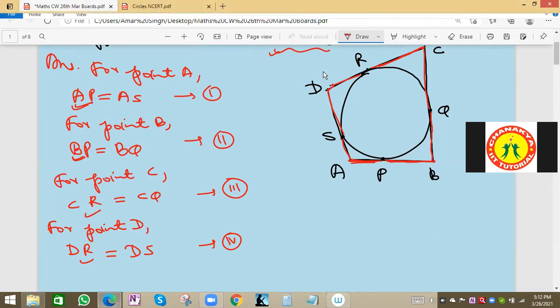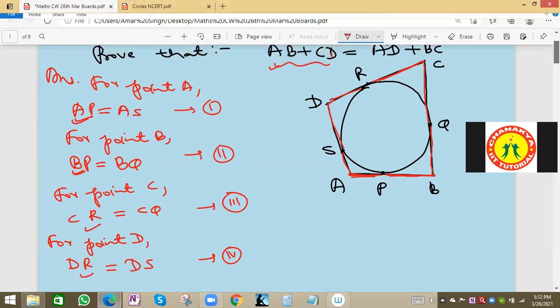So these are the questions. So we can see from this left hand side, AB. Basically AB will be AP plus PB, so here we write AP, PB. Then CD will be made up of CR and DR. So for this, from point A, AP will be equal to AS. From B point, BP will be equal to BQ. For C point, CR will be equal to CQ. And for D, DR will be equal to DS, because of tangents from external points.